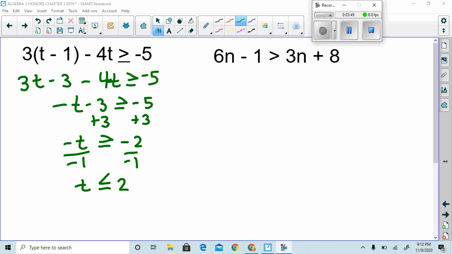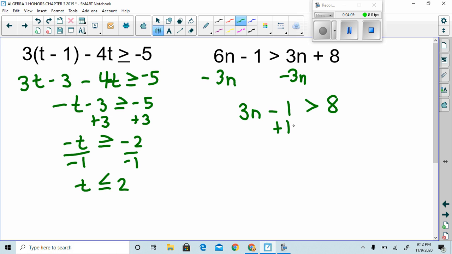In the next problem, we come across variables on both sides, and we always know that if there's nothing to simplify, the first step is to collect your variables to one side. Let's subtract 3n on both sides. 3n minus 1 is greater than 8. Let's add 1 and then divide by 3.